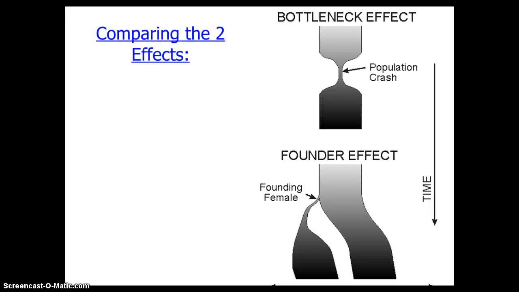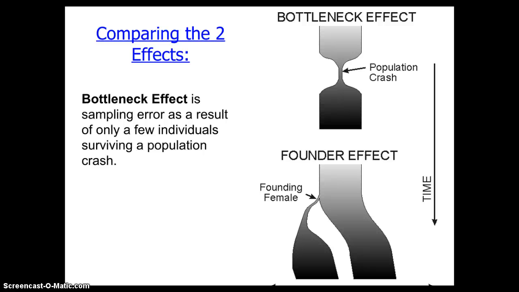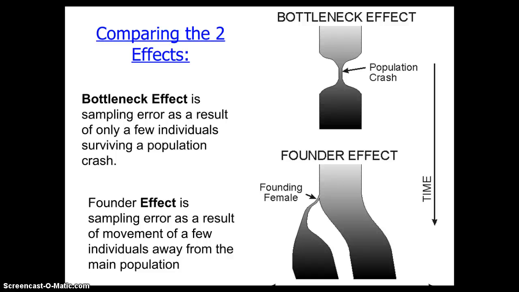So just comparing the two effects, they're pretty similar. Bottleneck effect is a sampling error as a result of only a few individuals surviving a population crash, and then the founder's effect is a sampling error as a result of movement of a few individuals away from the main population.